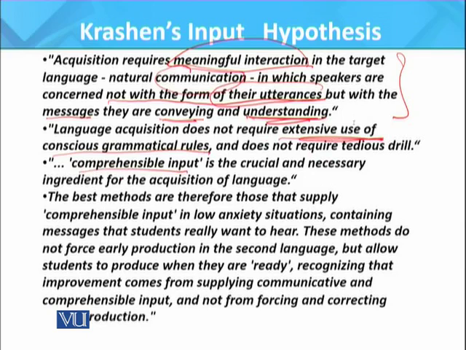According to Krashen, understanding of extensive grammatical rules is basically a tedious drill of learning and repeating, acquiring and repeating. That is what is not important. What is important is comprehensible input. Information or input which can be comprehended, which can be understood. That is the crucial and necessary ingredient for the acquisition of language. So the meaningful interaction is important, and for a meaningful interaction you need comprehensible input.